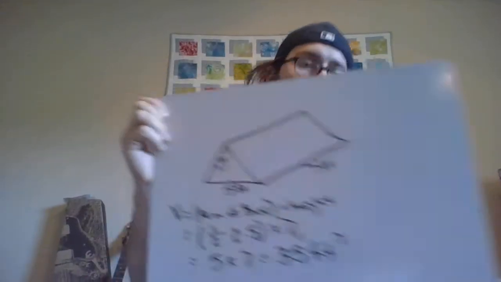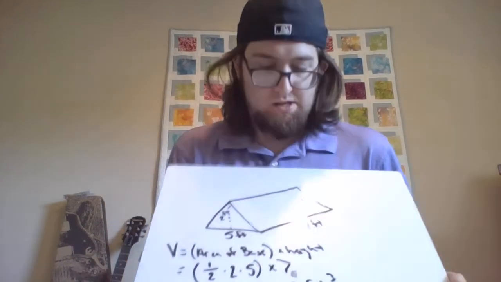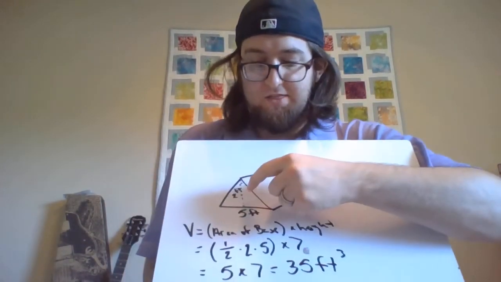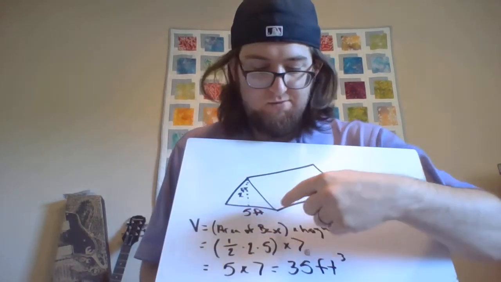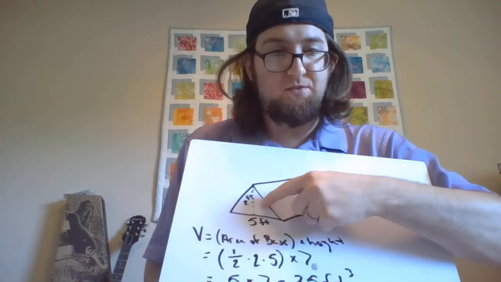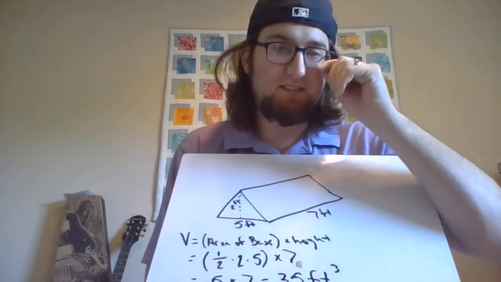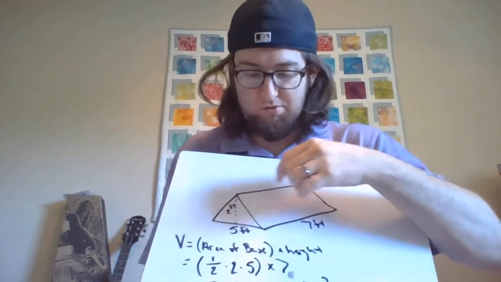Okay. Let's do a couple examples. So, if I have a triangular prism, I know that my volume is the area of the base times the height. So I want the area of my base. My base is definitely a triangle because that's the shape that's repeated all the way through. It's like a tent, kind of. That's the shape that's repeated all the way through.